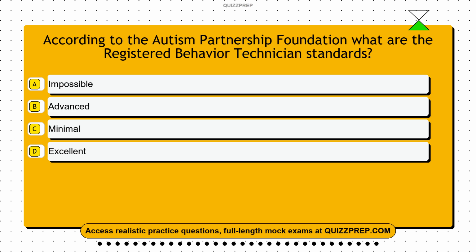Question 21. According to the Autism Partnership Foundation, what are the registered behavior technician standards? Option A, impossible. Option B, advanced. Option C, minimal. Option D, excellent.